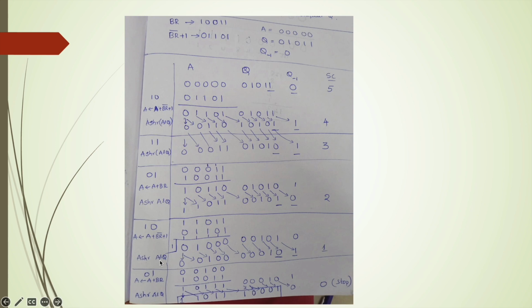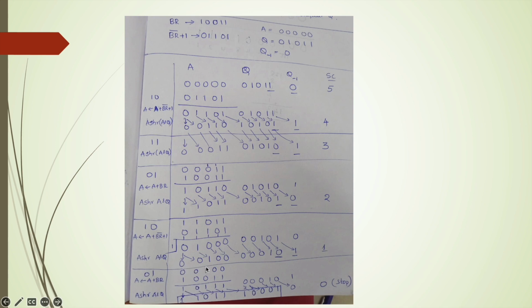Now arithmetic right shift of A and Q. The sign value will be the same as before and shift all the bits one position to the right. Next, after arithmetic right shift, you have to decrement the step count. 2 will become 1, which is not greater than 0, so I again need to repeat the loop. So what is the last bit? 0 and 1. For 0 and 1 I have to add A with BR.